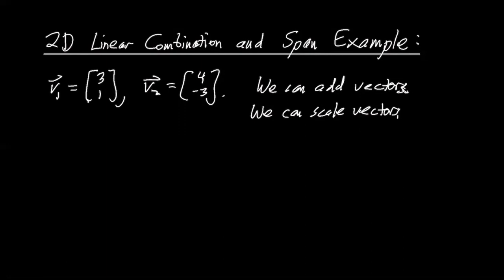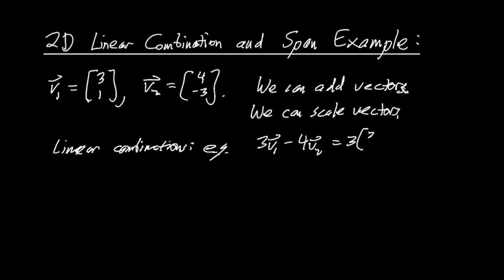So for an example of a linear combination, you could do something like 3v1 minus 4v2, right? And that would be 3 times the vector 3, 1 minus 4 times the vector 4, -3, which if you do out the math, that's 9 minus 16, that's -7 on top, 3 plus 12 is 15 on the bottom. So that's an example linear combination.